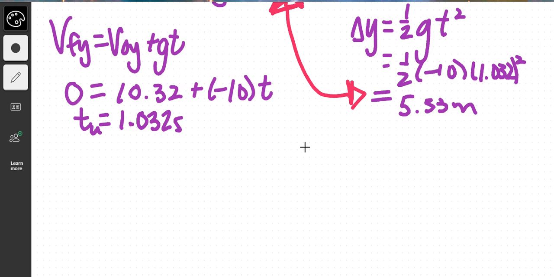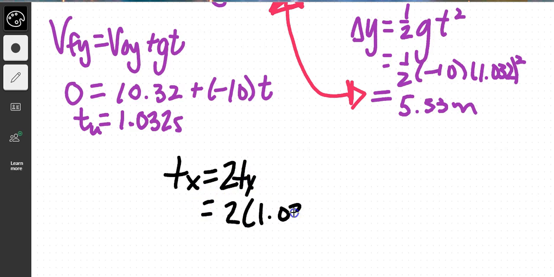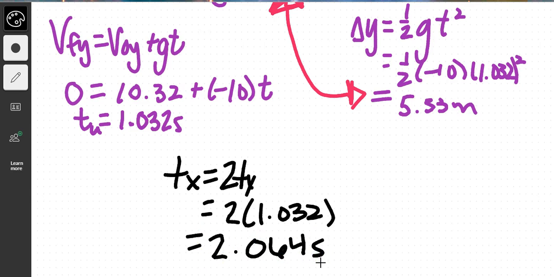So the next part wants us to find how long it's going to take to reach the receiver, and that time is going to be the total time that it's in the air, which is going to be the time in the x direction. And according to what we know about these types of projectiles, time x is double time y. So we found time y to be 1.032 seconds. So time x is double time y. So that's going to be, time x is going to be 2 times 1.032, which is going to end up being a value of 2.064 seconds. Now that time is going to be the total time it is in the air, and that's going to be the time it takes to reach the receiver.